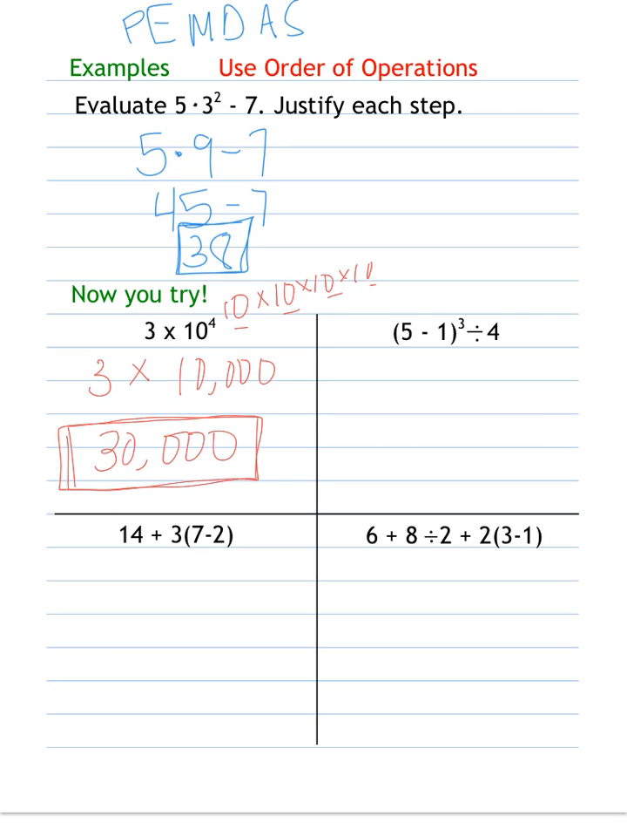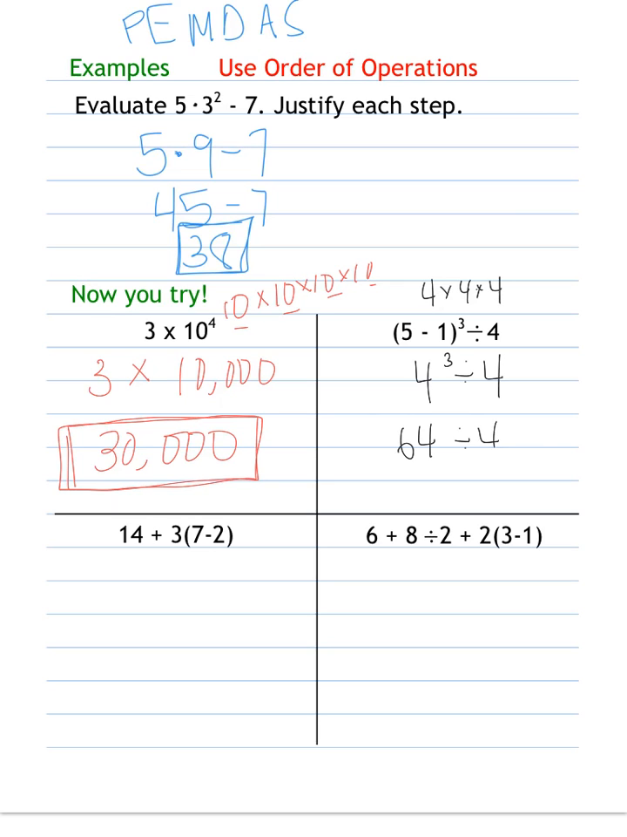Okay, next, in parentheses, 5 minus 1, and all of that is raised to the power of 3, and then divided by 4. So we start with our order of operations, which is our P for parentheses. So we do what is inside the parentheses, which is 5 minus 1. Well, 5 minus 1 is 4. I'm going to copy down the rest of my expression. Next is our exponents. 4 to the power of 3 is saying 4 times 4 times 4. So 4 times itself, 3 times over, which is 64.